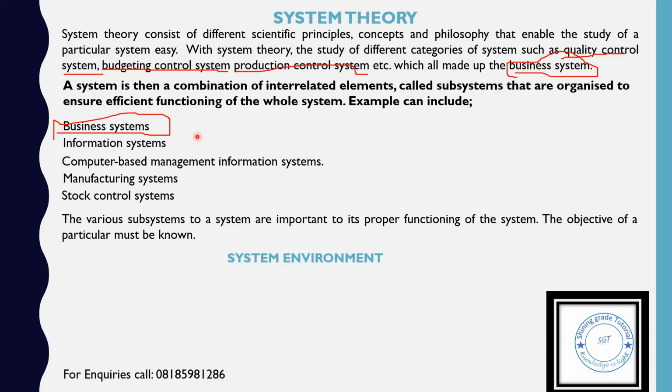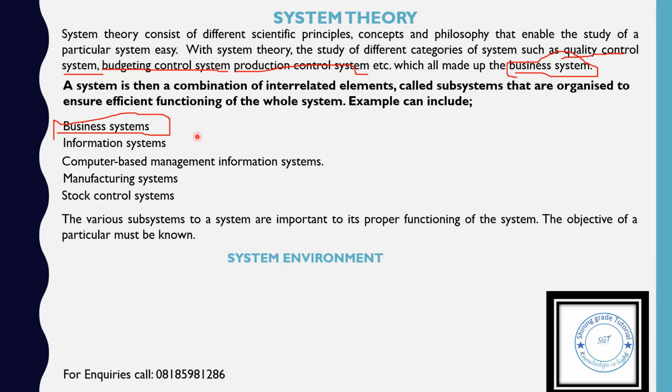Let's say for instance, in a business system, the objective might be profit maximization, to ensure there is financial return for shareholders, and as well to maintain a high market share, to improve customer satisfaction, and to improve and develop the environment, in recognition of its corporate social responsibility, and so on. So that will be the objective of the system.